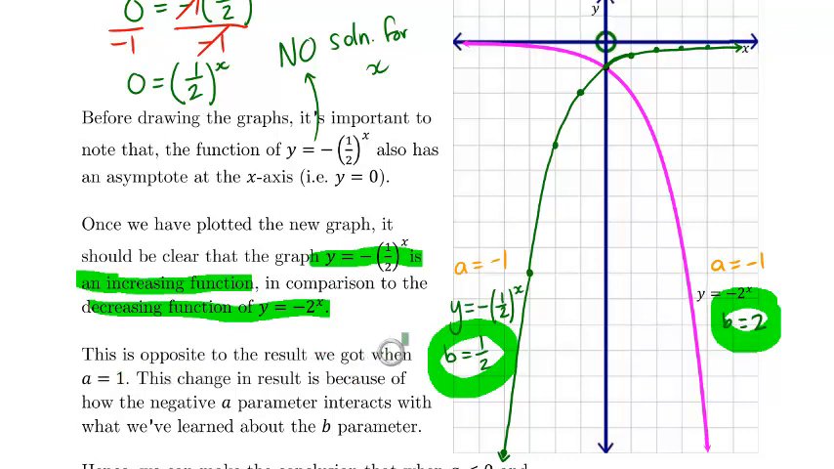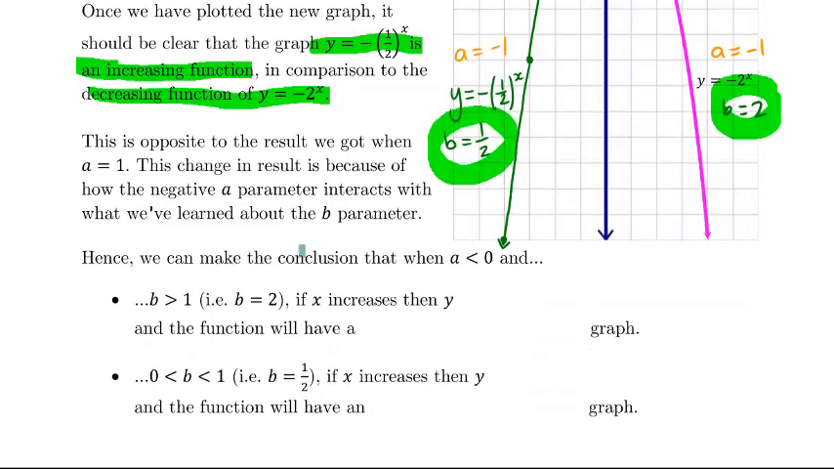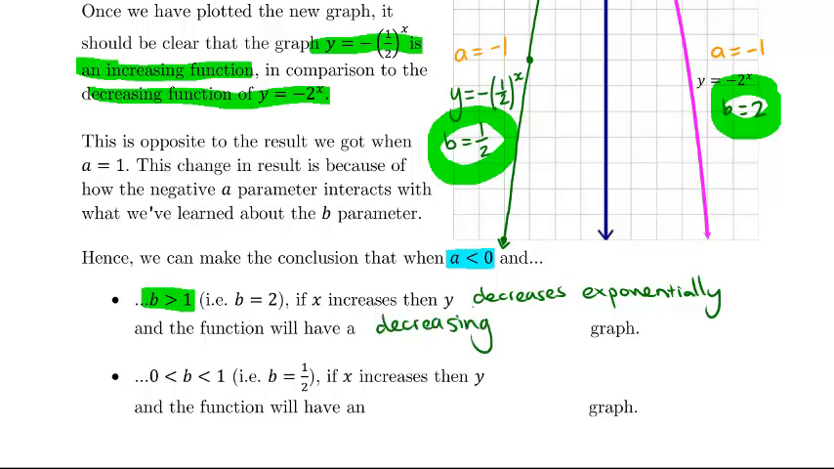This change in result is because of how the negative a parameter interacts with what we've learned about the b parameter, guys. Hence, we can make the conclusion that when a is less than 0 and b is greater than 1, for example, when b is equal to 2, then if x increases, y decreases exponentially, guys. It decreases exponentially like that, and the function will have a decreasing graph. That's opposite to when a was greater than 0, just like the next conclusion was opposite.